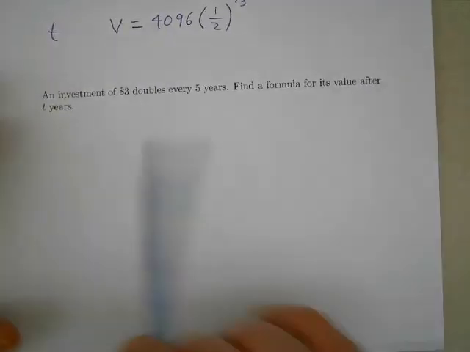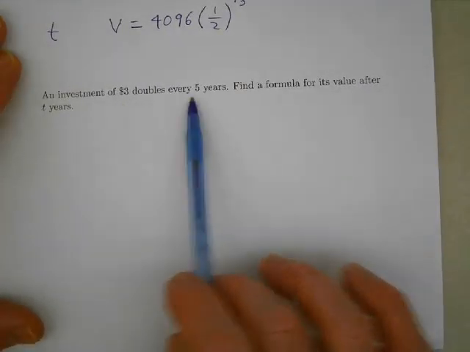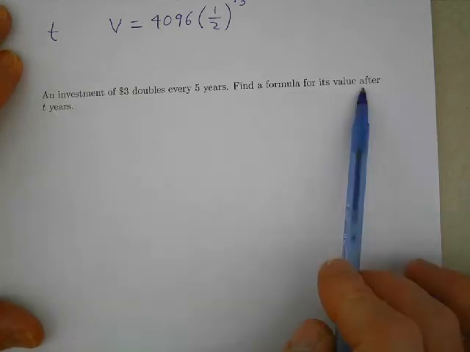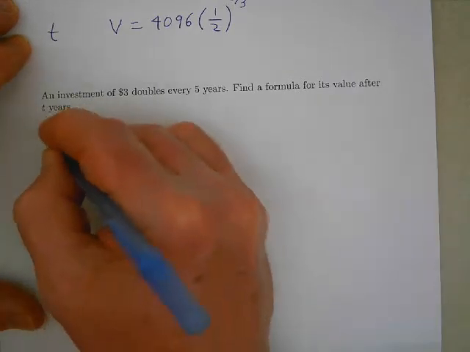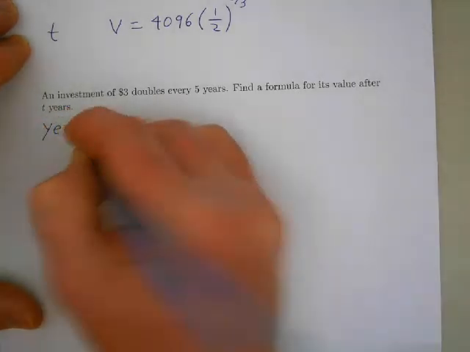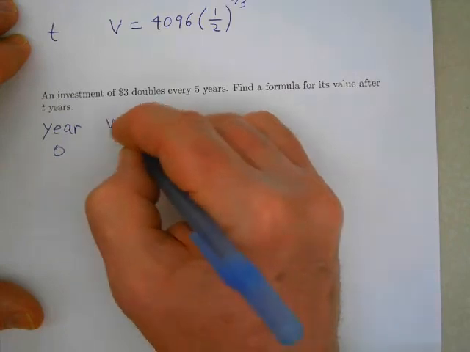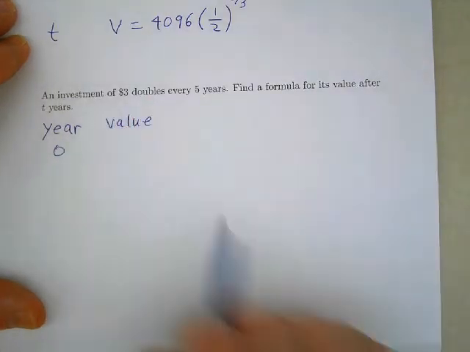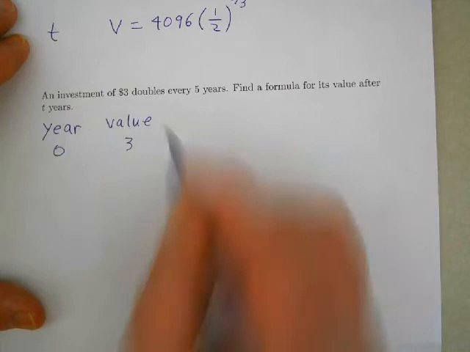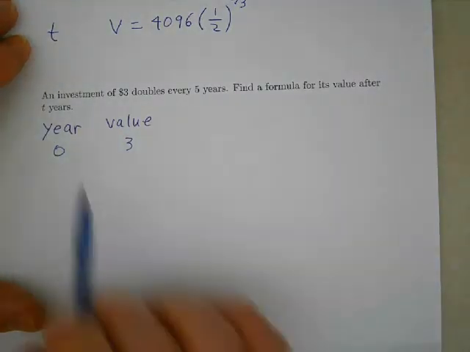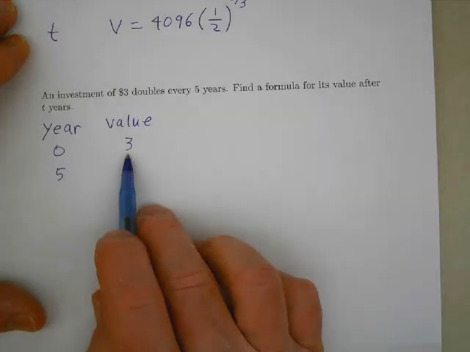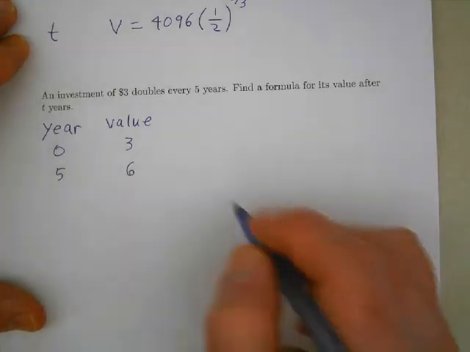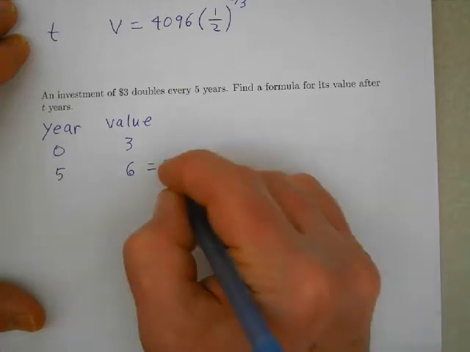Okay, in the next example, this time an investment of $3 doubles every 5 years. Find a formula for its value after t years. Okay, so we'll do the same sort of thing. We'll start with year 0 and then the value. We're starting with a value of $3 when we start out, and then 5 years later, this value doubles, so it's now 6. But think of 6 as 3 times 2.